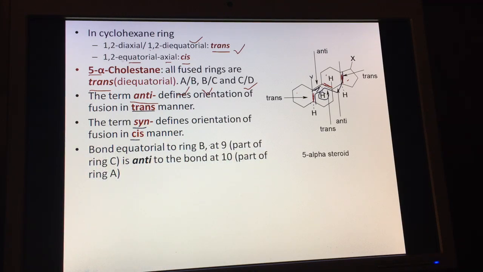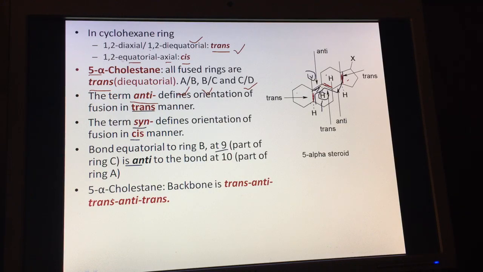Now as we have just discussed, the bond equatorial to ring B at position number 9, we are talking about this hydrogen over here, it is a part of ring C, and it is anti to the group or the bond at position 10, which is a beta. So this is an example of anti and syn. This is an example of anti.